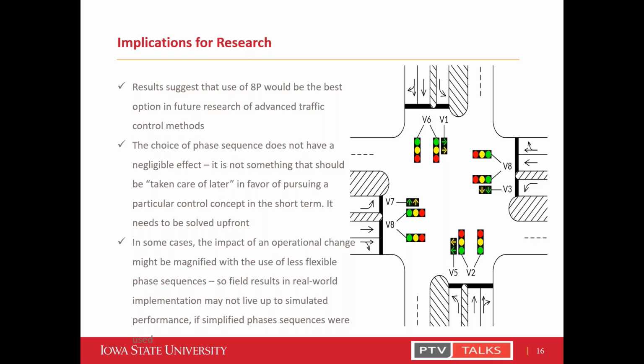In this last slide, I'd like to talk about the suggestions from this study. First of all, results suggest that the use of 8P would be the best option in future research of advanced traffic control methods. Moreover, the choice of phase sequence doesn't have a negligible effect. It is not something that should be taken care of later in favor of pursuing a particular control concept in the short term. It needs to be solved upfront.